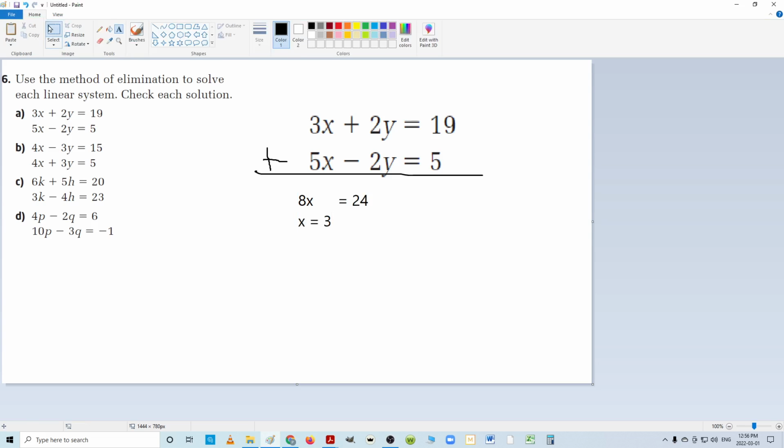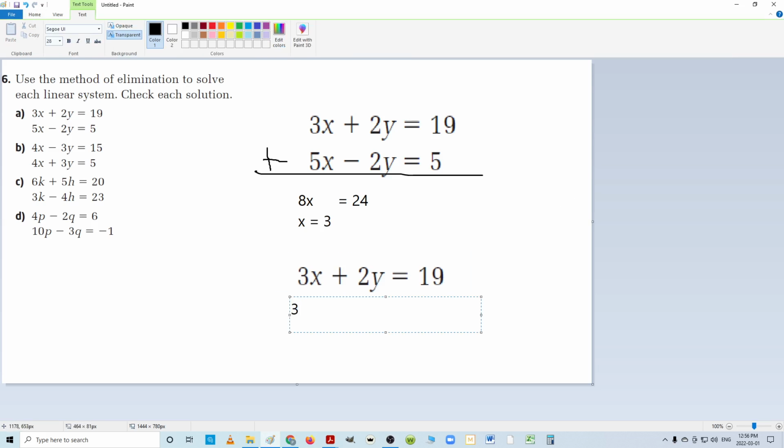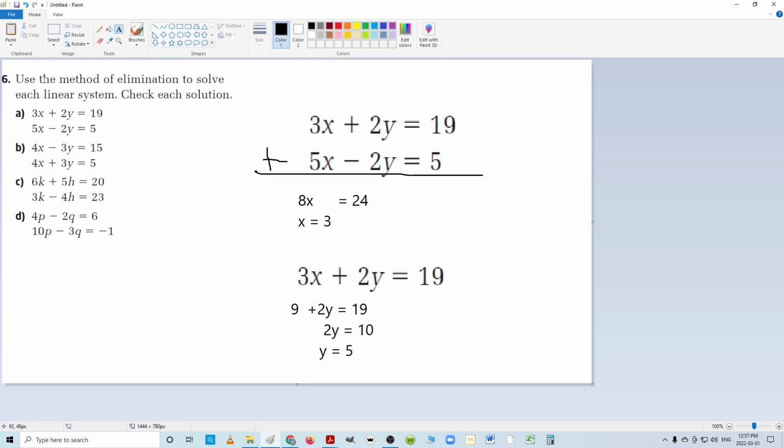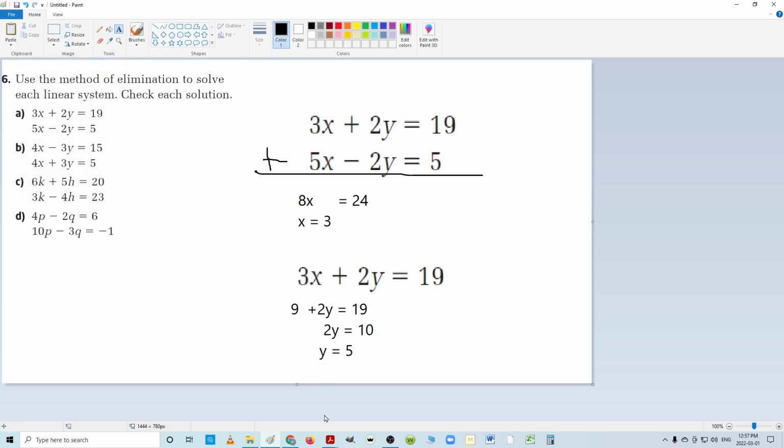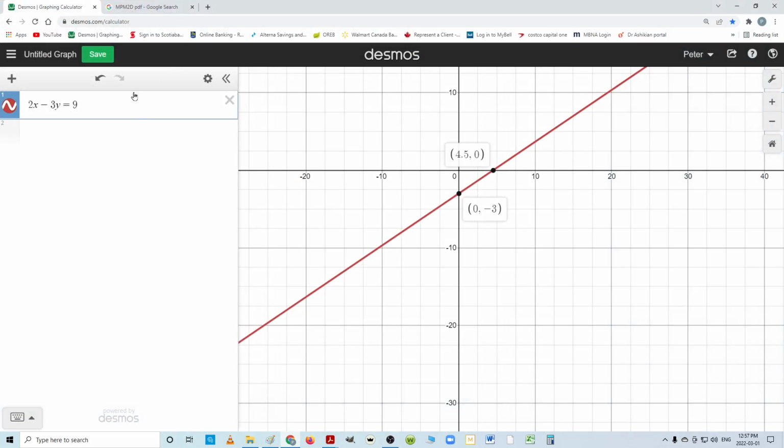Now I take any of these formulas and I substitute 3 in where I see x. So I get 3 times 3, which is 9, plus 2y is equal to 19. Subtract 9 from both sides. And finally, I divide by 2 on both sides, and I get that. Which means these two lines should meet at 3, 5.